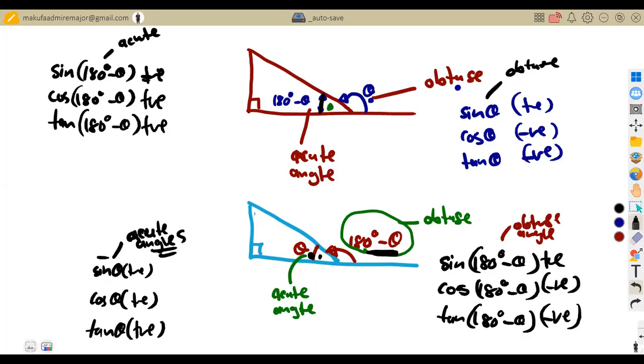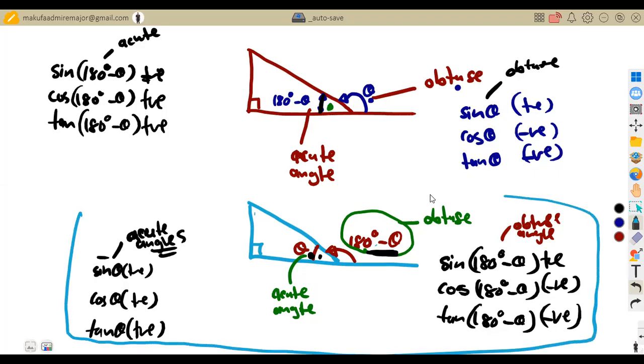So what you are supposed to keep in mind is the relationship between acute and obtuse, theta and its corresponding angle, which is 180 minus theta. If theta is obtuse, 180 minus theta is acute. If theta is acute, 180 minus theta is obtuse. Not to say wherever you see theta, you say theta is an acute angle. No, that one is something else.